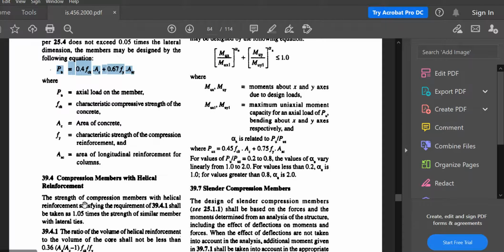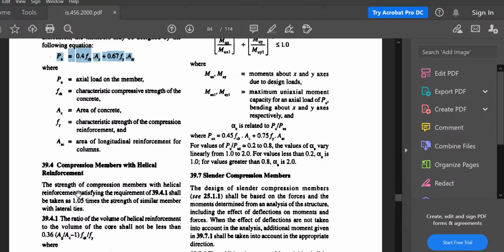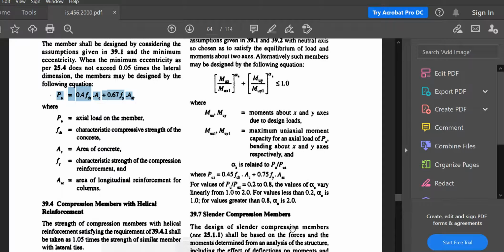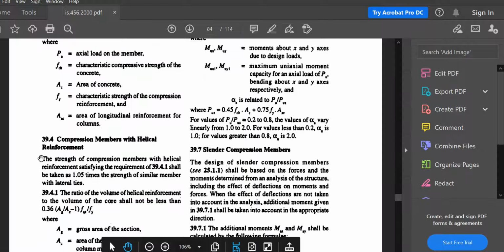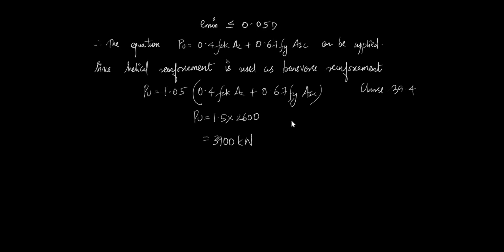So here we are providing 5% extra strength, which will be provided if you are using members with helical reinforcement. According to clause number 39.4, since helical reinforcement is used as transverse reinforcement, Pu can be increased by 5%. That is, I can multiply this by 1.05 into 0.4 fck Ac plus 0.67 fy Asc. So Pu is 1.5 into 2600, that is 3900 kilonewton.